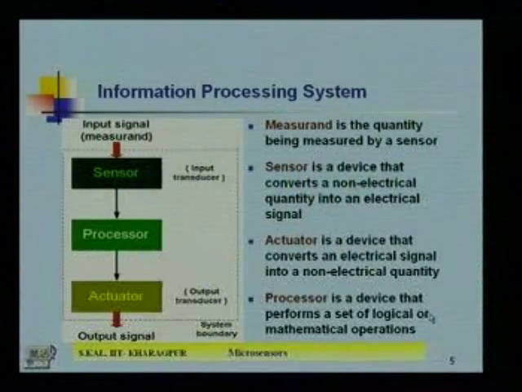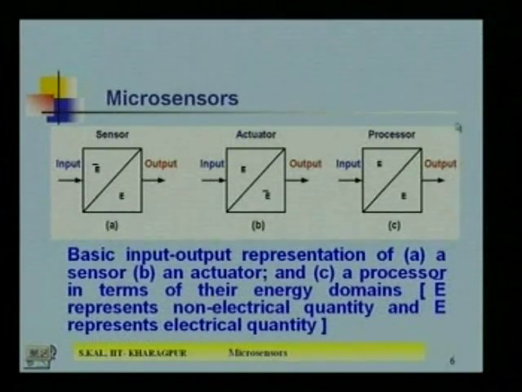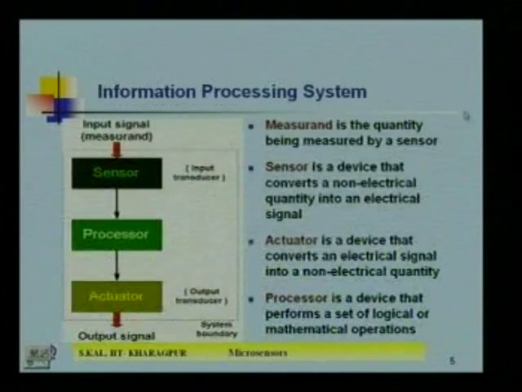And then, an information processing system where sensors are used. In an information processing system there are three blocks, and they are known as sensor, processor and actuator.